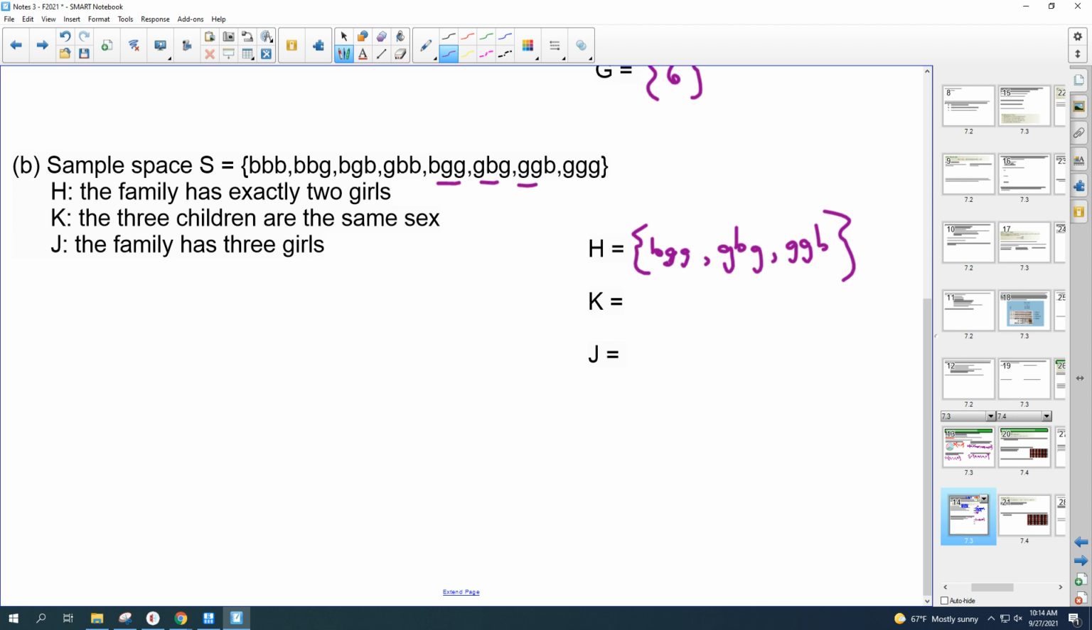K, the 3 children are the same sex. So that's either going to be BBB or GGG. J, the family has 3 girls. So that's just this one.